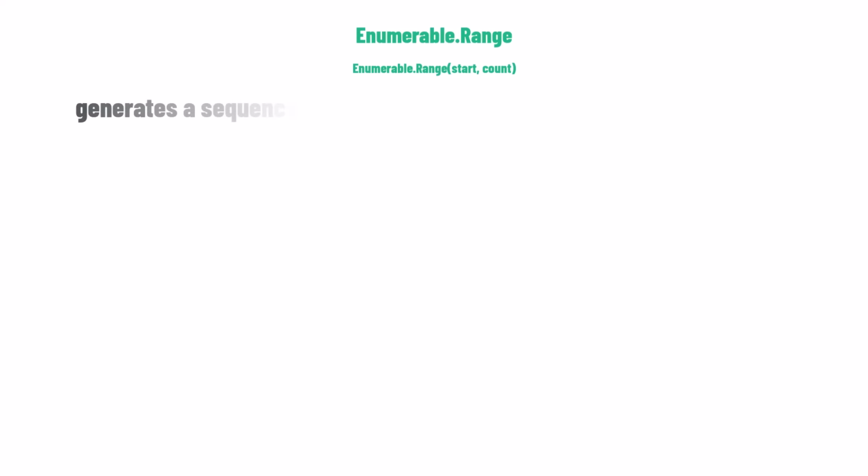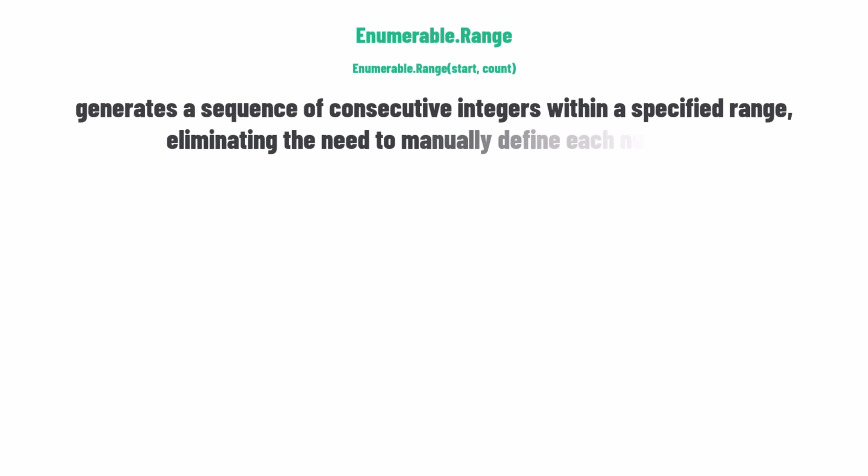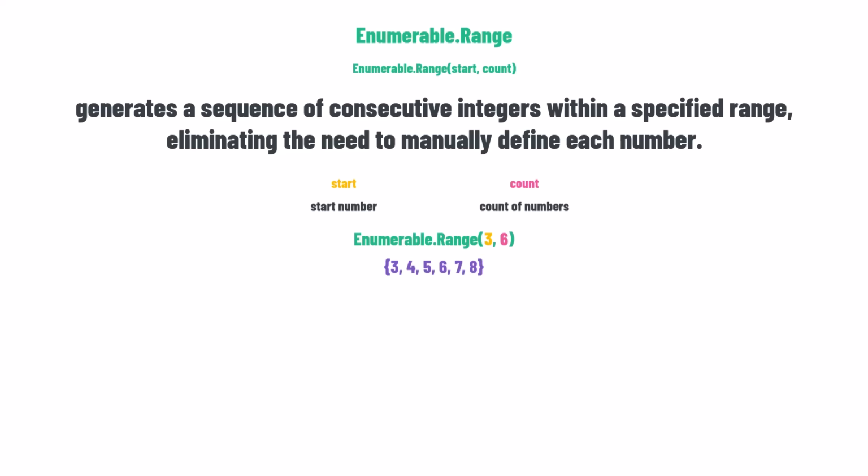Enumerable.Range generates a sequence of consecutive integers within a specified range, eliminating the need to manually define each number. This method accepts two arguments. The first argument is the start number. The second argument is the count of numbers to generate. For instance, if you define the start number as 3 and the count as 6, the resulting sequence will begin with the number 3 and include 6 consecutive integers.